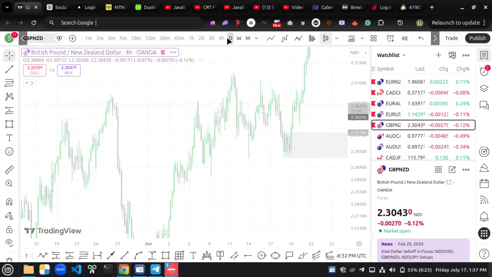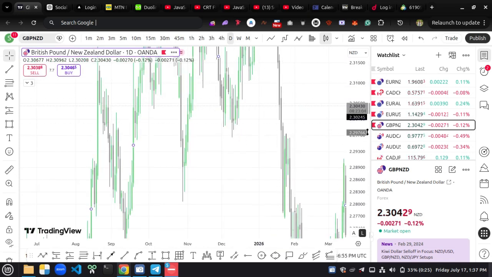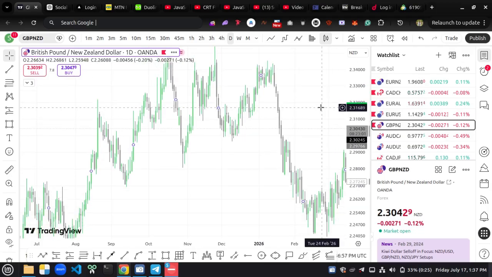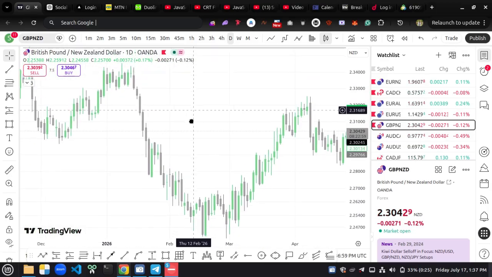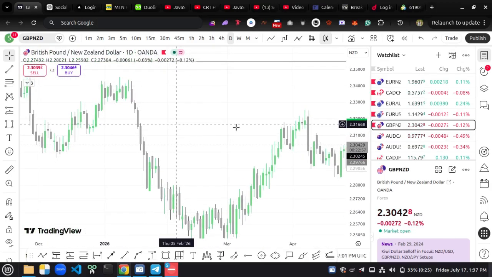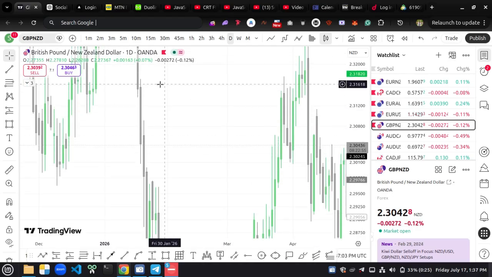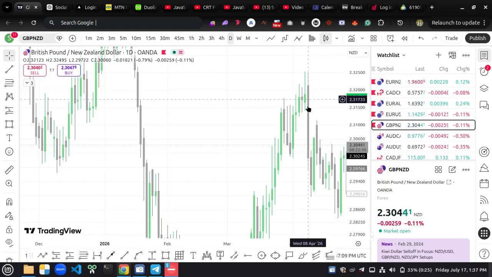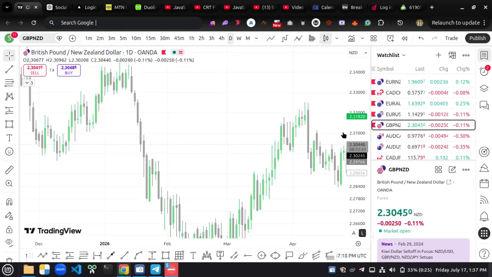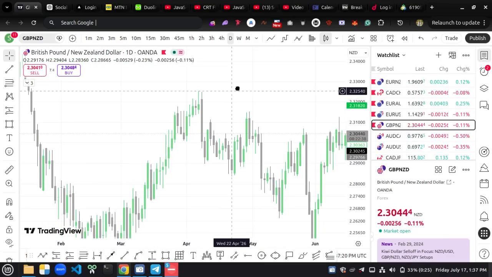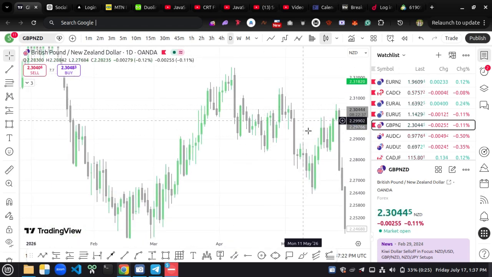If I go to the daily time frame, you'll see very, very long candlesticks, right? Look at this long one here. It tells you that those that are involved in this market are really, really aggressive. Look at how long they pushed the market down. So you can expect the next candle to also go down, the next series of candles to be very, very bearish. That is what you have here.